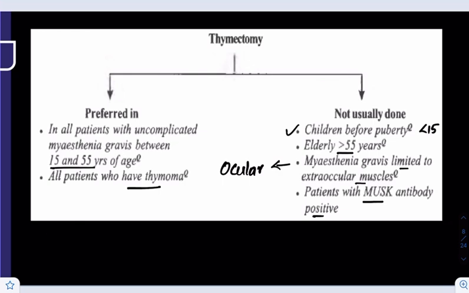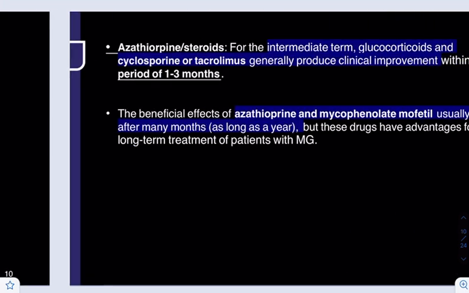The drug of choice will be steroids, whereas in mild myasthenia gravis, the drug that we give is pyridostigmine or physostigmine, or we give neostigmine. Okay, that is in mild myasthenia gravis, whereas in moderate to severe form of myasthenia gravis, definitely we give steroids. Now, you see the next question.